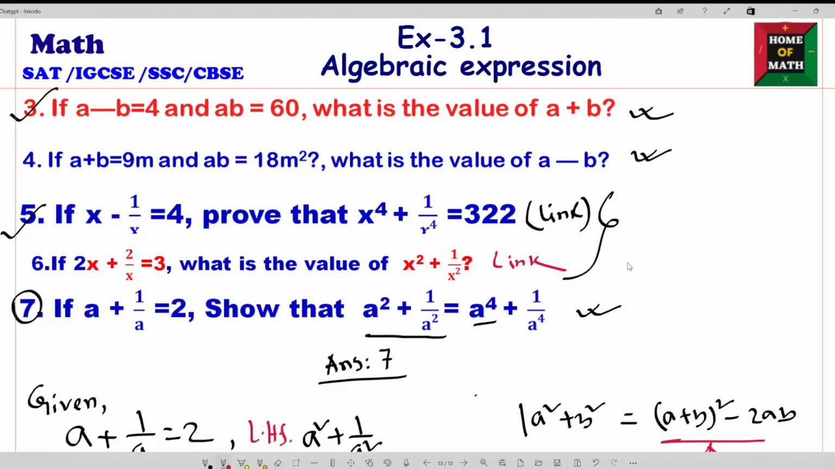In this video we are going to solve 3 maths problems based on algebraic expressions. But look, here we are seeing 5 problems. Number 5 and number 6 we already solved earlier, and the solution you will get in the description box. Now let's start algebraic expressions, which is very important for SAT, IGCSE, SSC, CBSE and any kind of competitive examination.